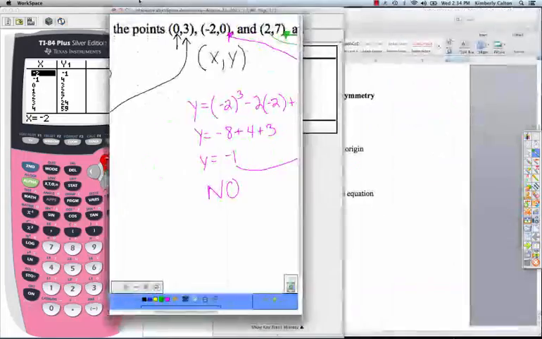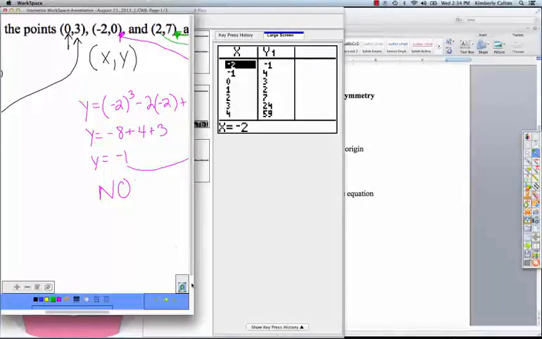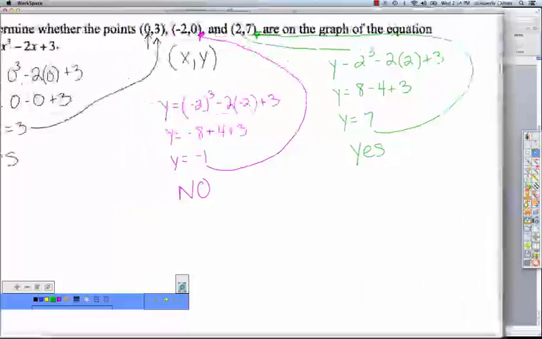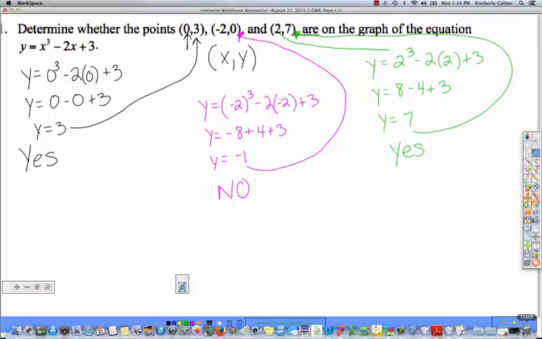So a lot of times it's very easy to check your work. I will accept work that's done on the calculator as long as you've told me what the steps are for that problem.